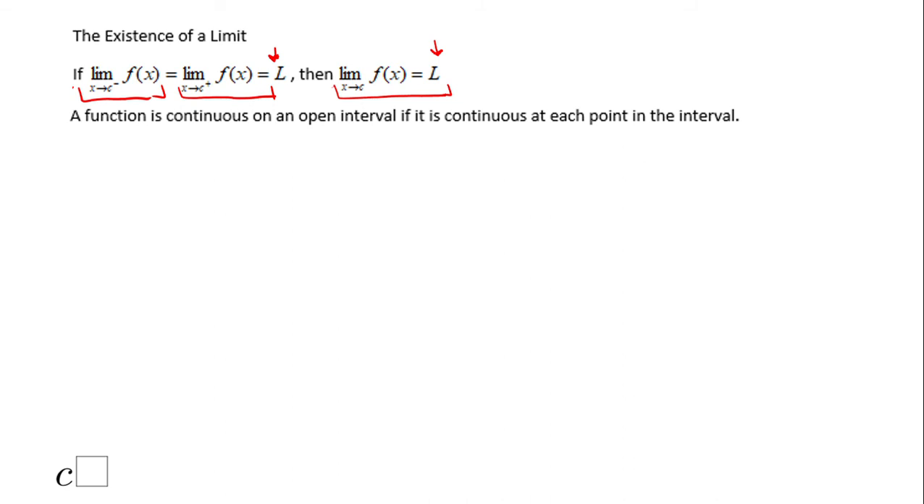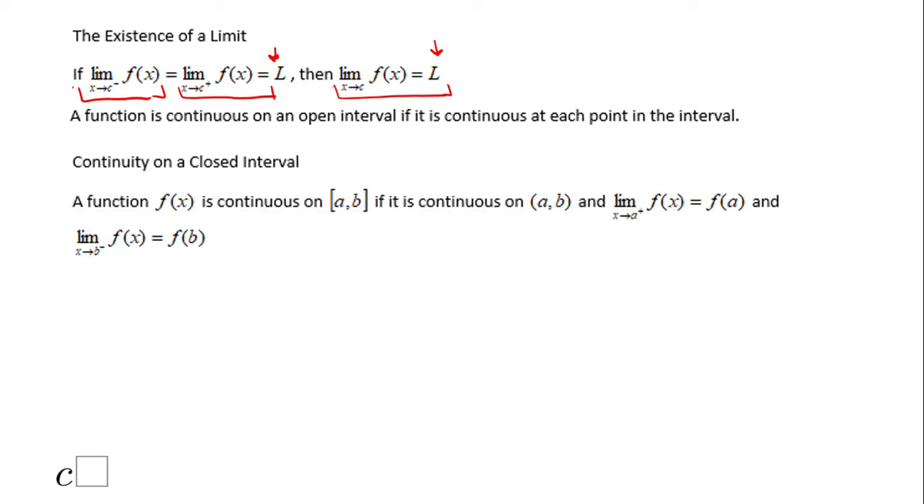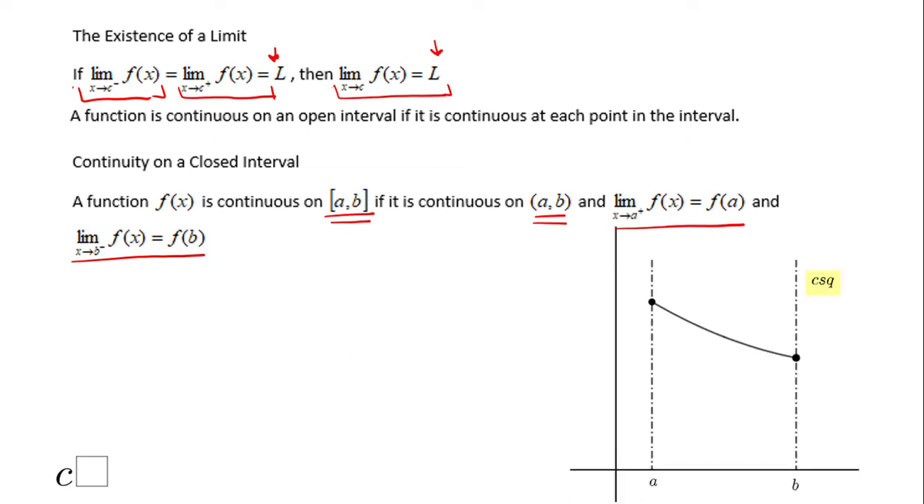My next statement is talking about a function being continuous on an open interval if it's continuous at each point in that interval. And the next thing is about a closed interval. A function is continuous on the closed interval if it's continuous on the open interval and the limit when x approaches a plus, so from the right side, of f of x equals f of a, and the limit when x approaches b minus, from the left side, of f of x is f of b. The picture, I think, will help us to see what I said here.